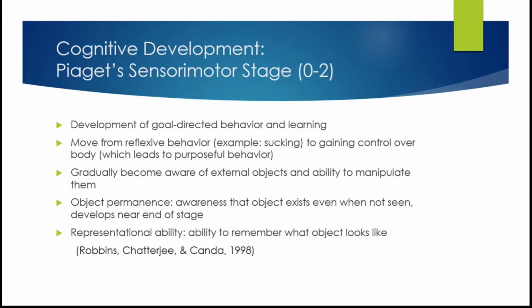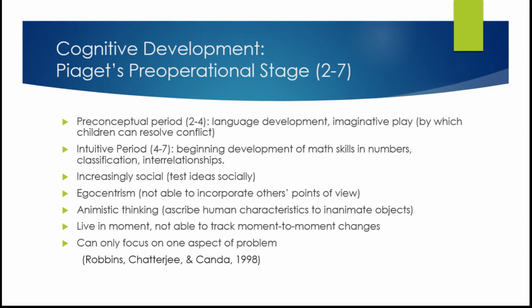We also develop representational ability, and these two are related. We develop the ability to remember what an object looks like, even when we can't see it. So those are some of the things that happen during the sensory motor stage, which is about 0 to 2 years old. And then the next stage, we're not going to cover this whole stage today, but we'll cover most of it. Piaget says that from about 2 to 7, we're in what's called the preoperational stage. And this is broken down into 2 substages. The preconceptual stage, which is about ages 2 to 4.